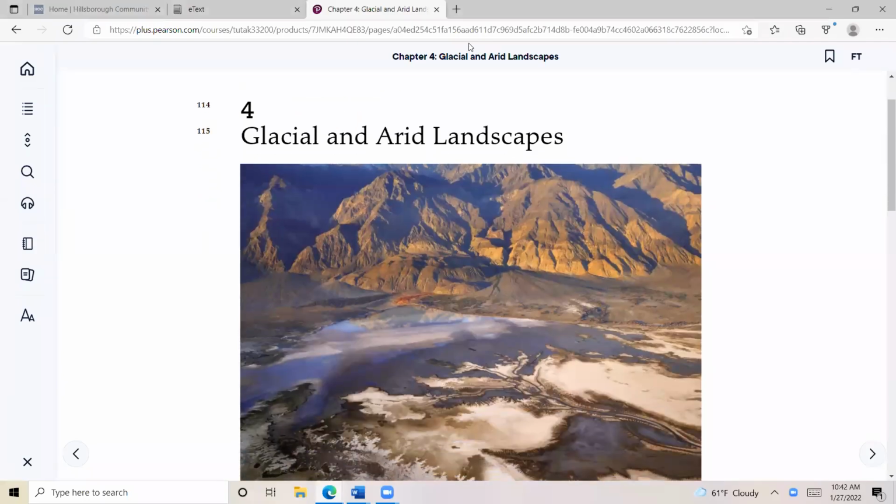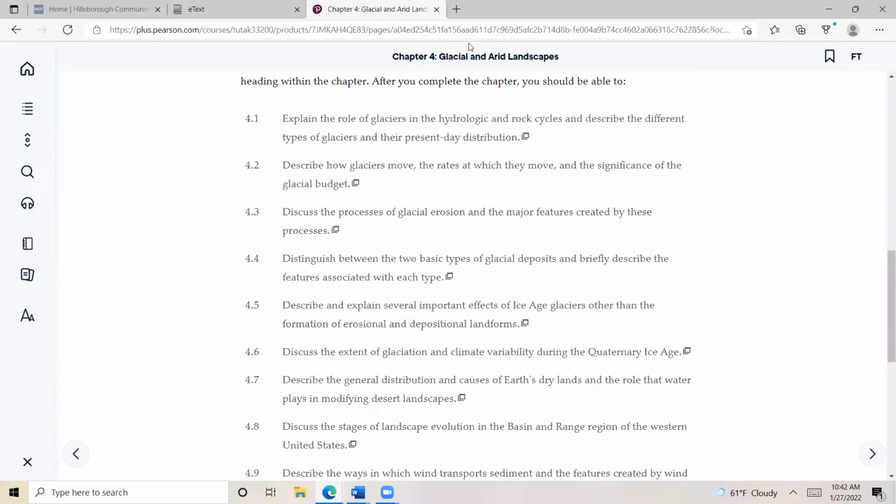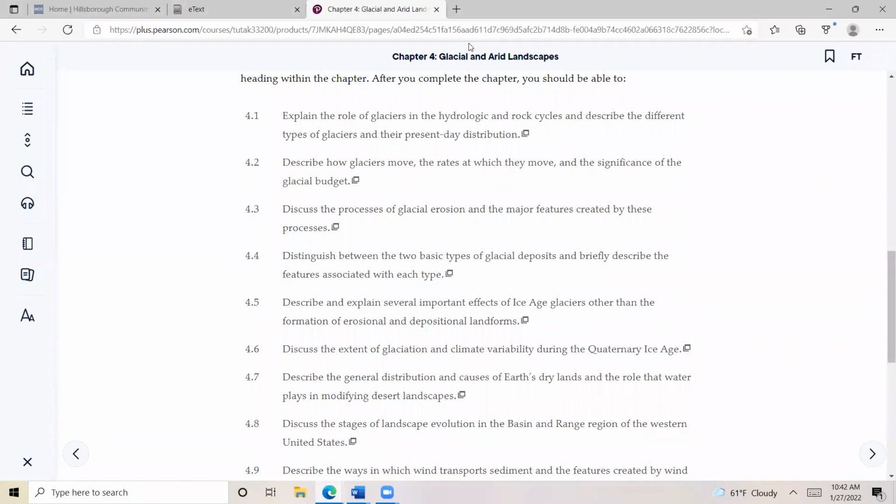Hello class, we're starting chapter 4, Glacier and Arid Landscapes. The outline of this chapter is we'll start with explaining the role of glaciers in the hydrologic and also in the rock cycle and describe the different types of glaciers. That's really important, and that's one of the key points: you have to understand the new terms of these features, right? Describe how glaciers move and the rate of movement.